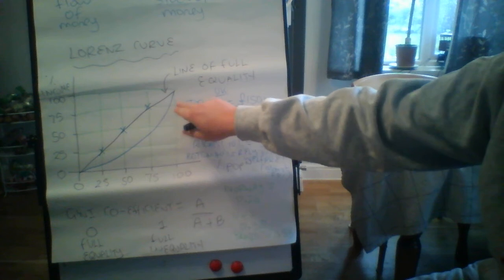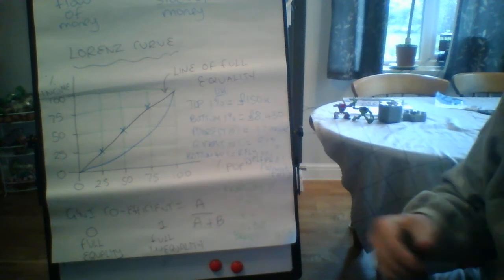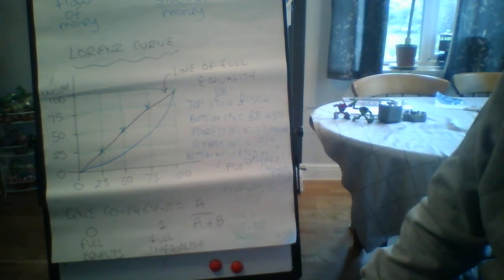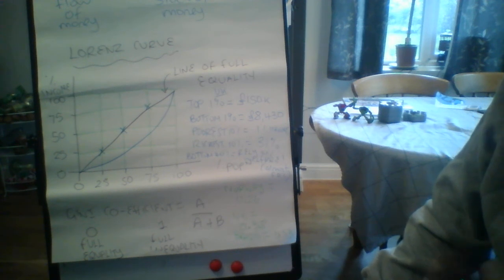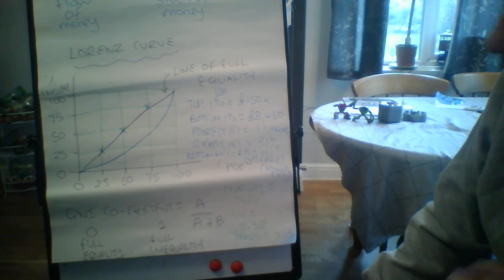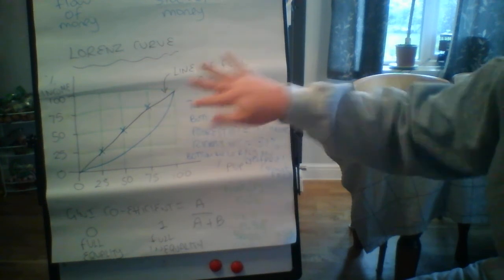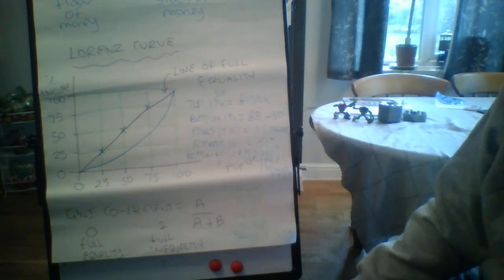Now what this line therefore shows is what we call full equality. If we operate on that line, it means that incomes are shared equally amongst people within your society. And that would mean that you have no relative poverty in your country. It could of course mean that you've got absolute poverty, but it would mean that everyone in your country is in absolute poverty. So here we have no winners and losers, everyone is equally well off as everyone else.